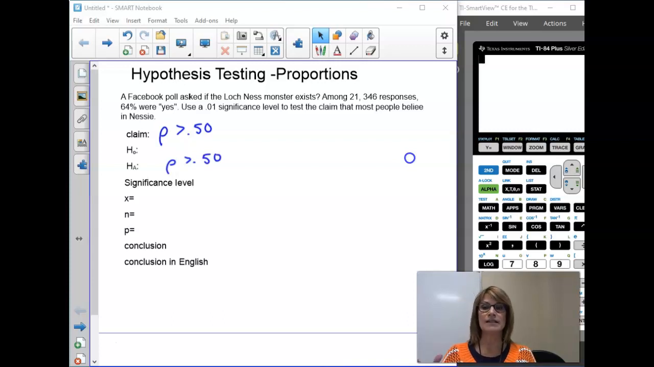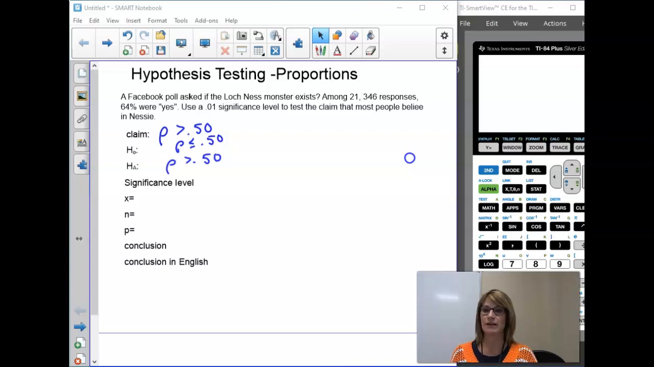Your null is the opposite of whatever you've just written. So it will also have the equality. So always double check. Does your null have an equality sign? Yes. Does your alternative not have an equal sign? Yes. So all is good.